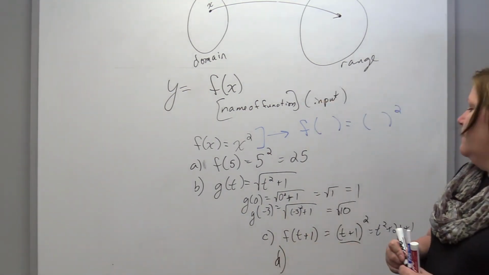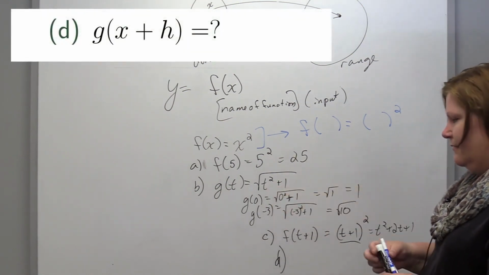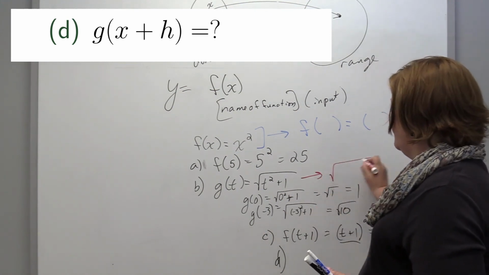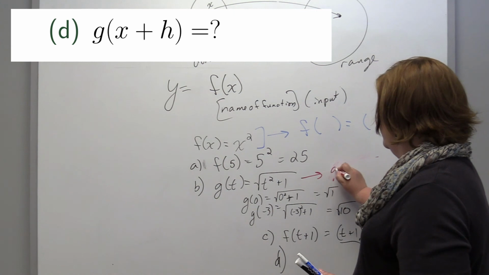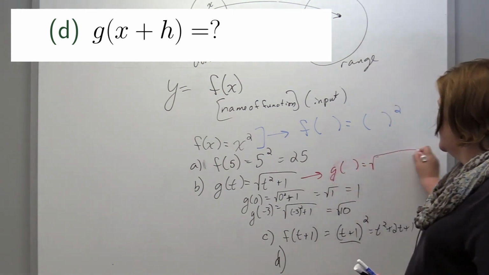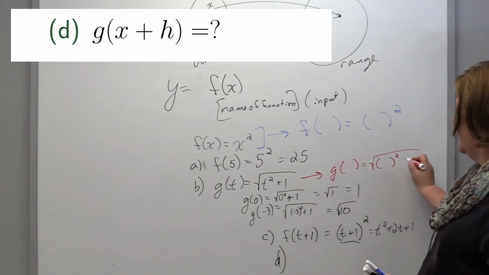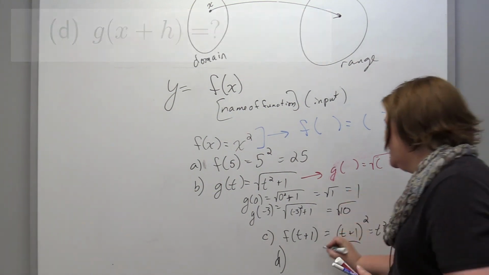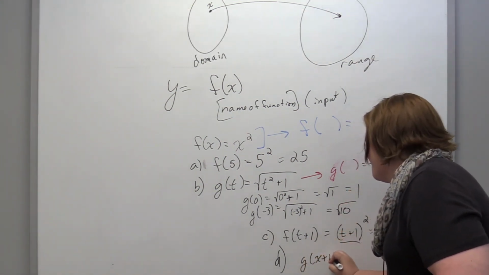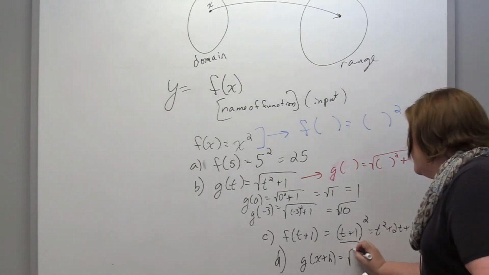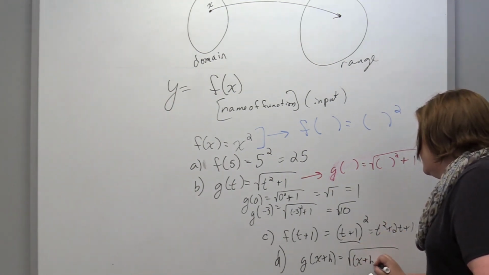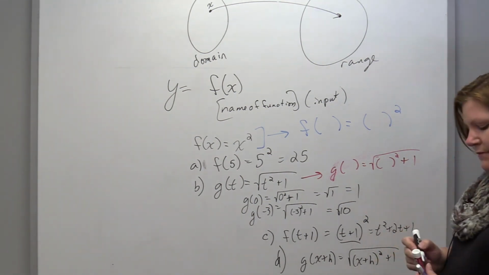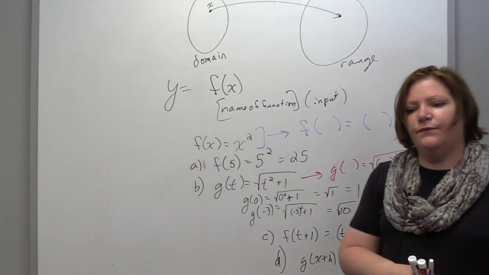Part D, we're looking at, again, g. This rule is saying that whatever I have, let me rewrite this, g of whatever's in the parentheses, I take the square root of whatever's in the parentheses squared, add 1 like that. So for D, we're given g of x plus h. We would have x plus h inside our parentheses, quantity squared, plus 1. And again, we might simplify that, but right now that's what we would do.